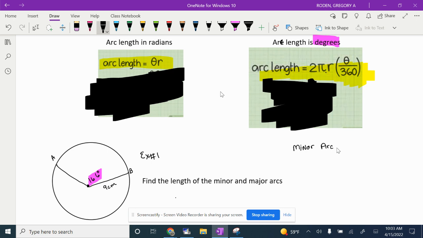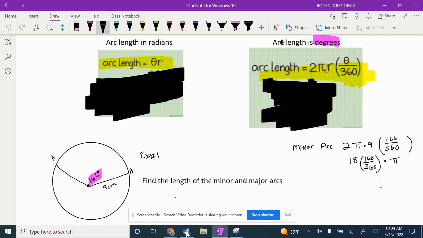You always want to take your minor arc first, okay? So when you find the minor arc, we're going to say 2 pi r, but r in this case is 9, times theta, which is 166 degrees, over 360. You guys understand that? Okay, so calculator time. First of all, this is going to be 18 pi. I like to put my numbers first. So this is going to be 18 times 166 over 360 times pi. You guys see that?